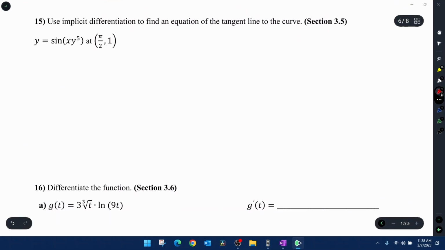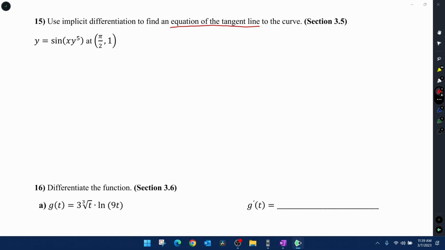Next, use implicit differentiation to find, look what it wants. Equation of the tangent. So do I need to find the slope first? Did they give me a point? Yes. There. Okay. And notice it said to use implicit differentiation.